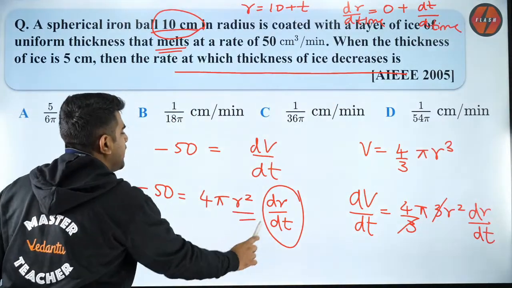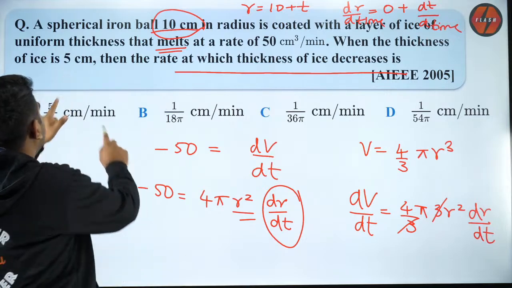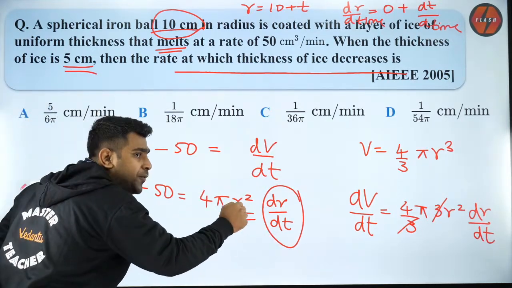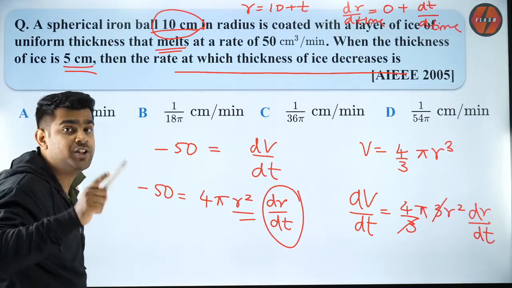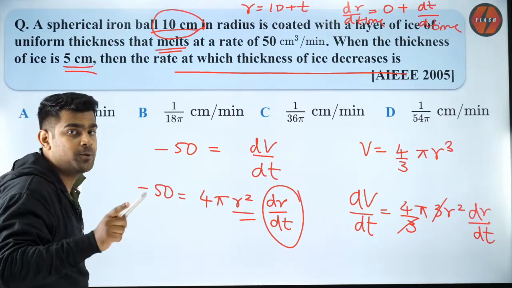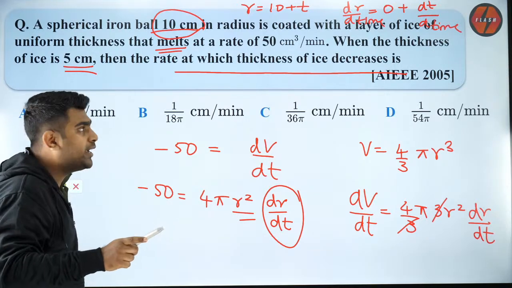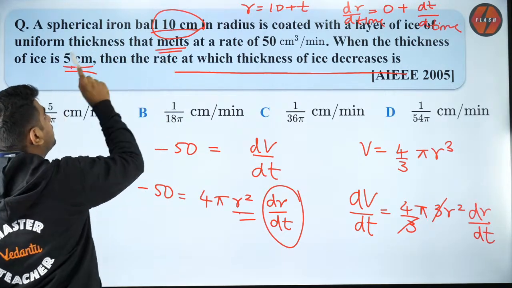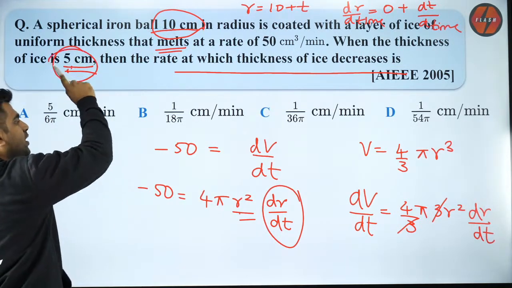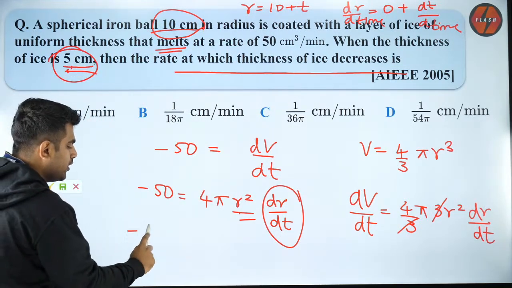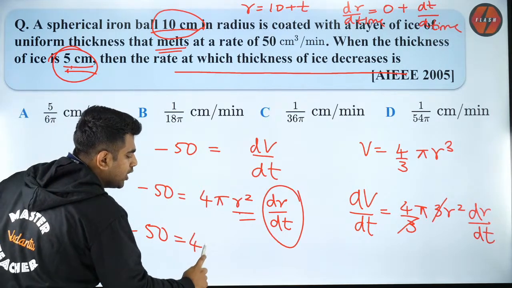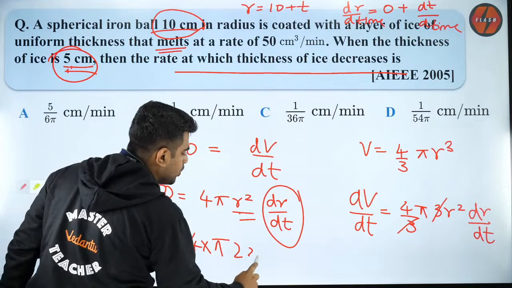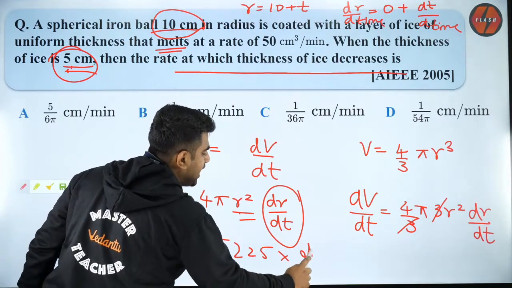Now when do we want to find that? We want to find that when the thickness is 5. When the thickness is 5, will I put r equal to 5? That is foolish. That is a dumb move. You should not do that, because r is not 5. r is 10 plus 5. If you made that mistake, everything goes downhill. So r is going to be 10 plus 5, which is 15. So 15 square is 225. And then we have dr by dt.